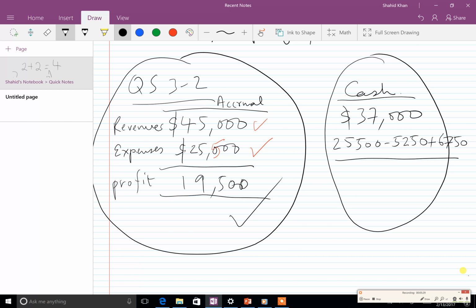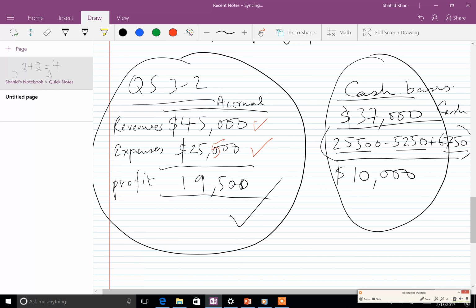This is expenses, right? So 37,000 is the revenue, which is the cash received, and this is the cash paid. If I do the calculation, I think this number is going to be the expense number. The sum of these three will be 27,000, and your net result will be $10,000 net income according to the cash basis of accounting. Okay, so you see the difference. These two incomes are different.